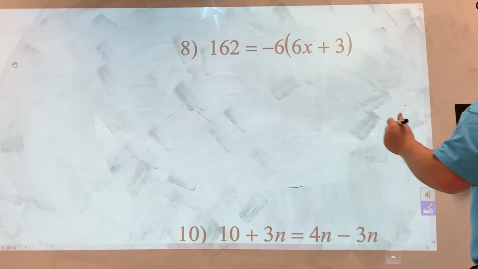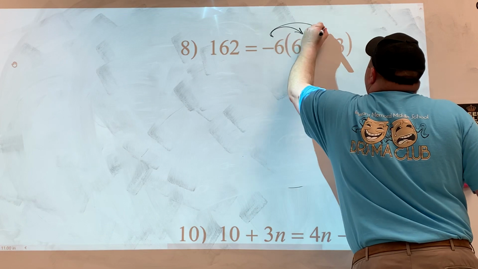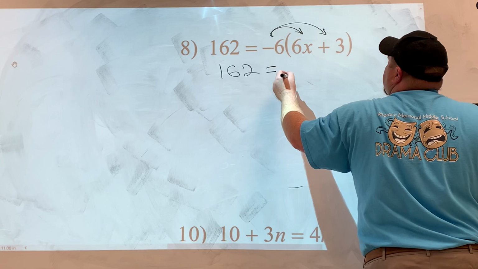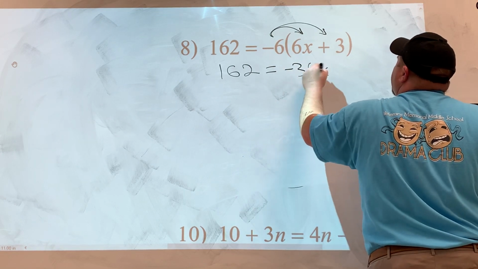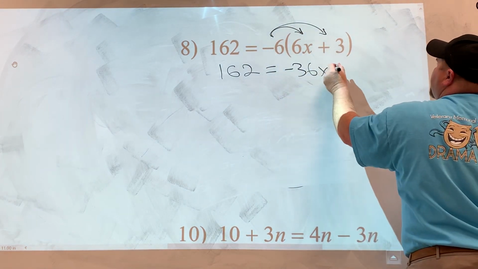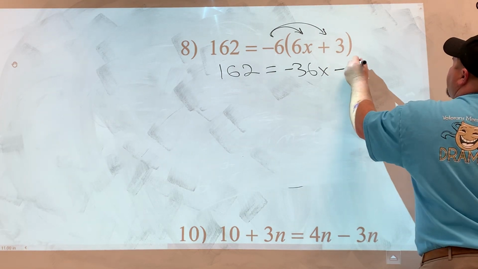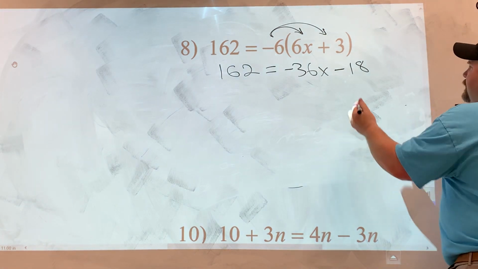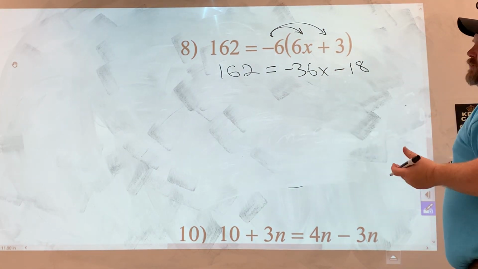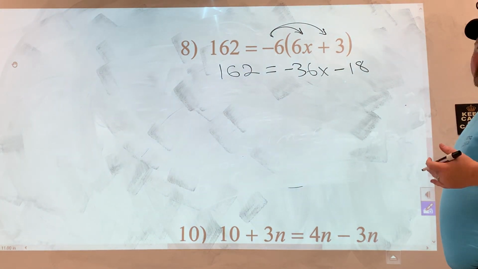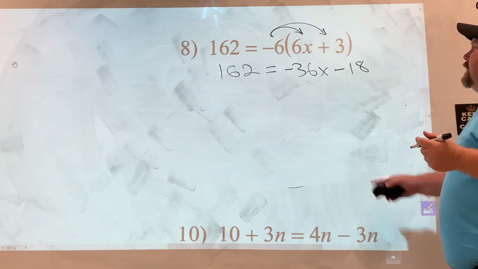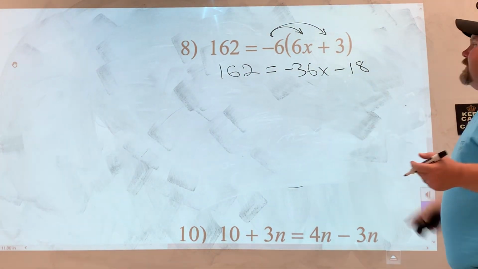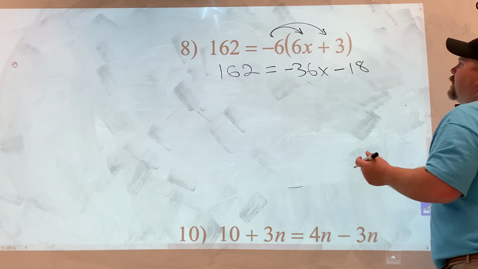All right, number 8. Got to distribute. So 162 equals negative 6 times 6x is negative 36x. Negative 6 times a positive 3 is going to be minus 18. I know here some of you like to do plus a negative 18. Writing this as plus minus 18 is going to get pretty confusing for you as you go forward. You need to just eliminate that and have one sign. Okay, the negative sign is going to override your plus, so you should just write it as minus 18 or negative 18. It's just easier that way. It keeps it a little bit more simple.